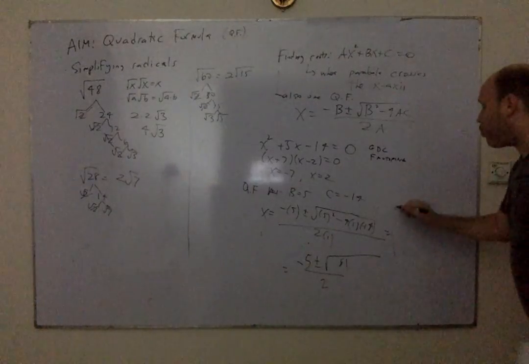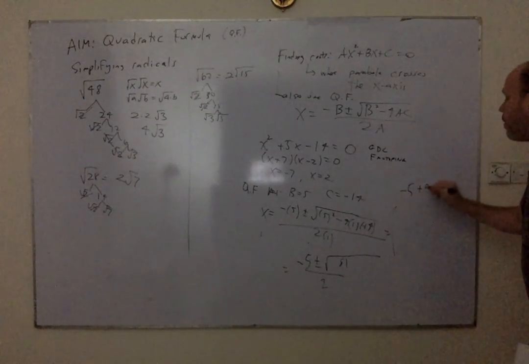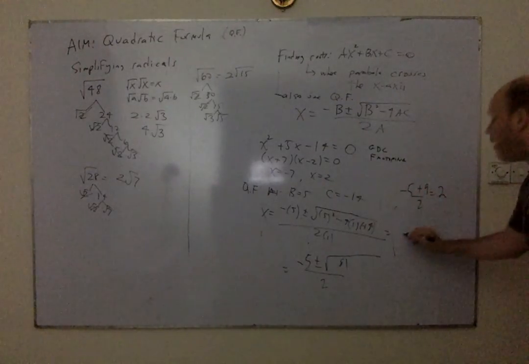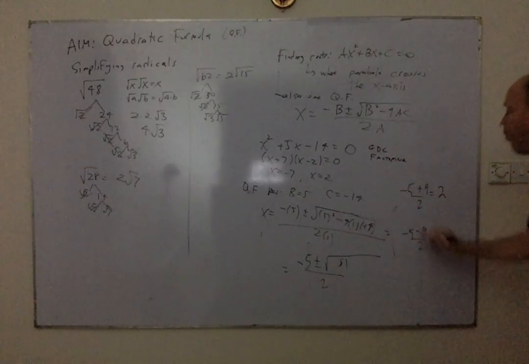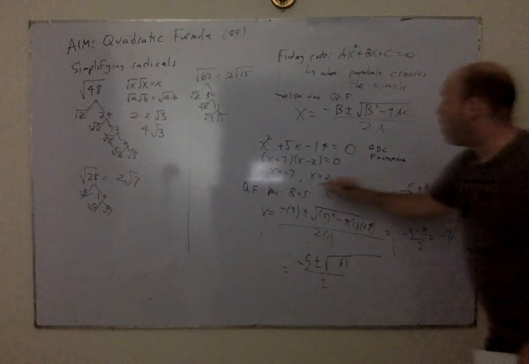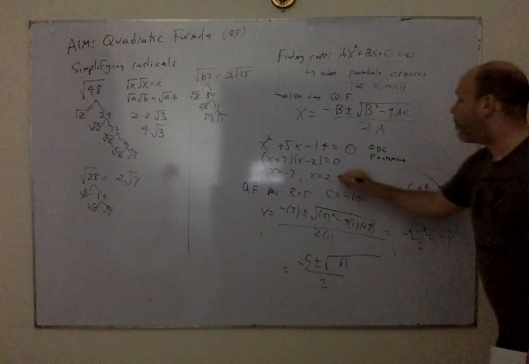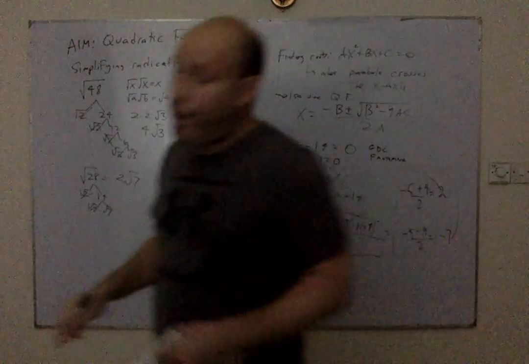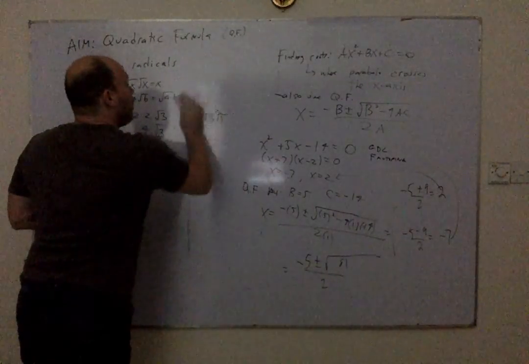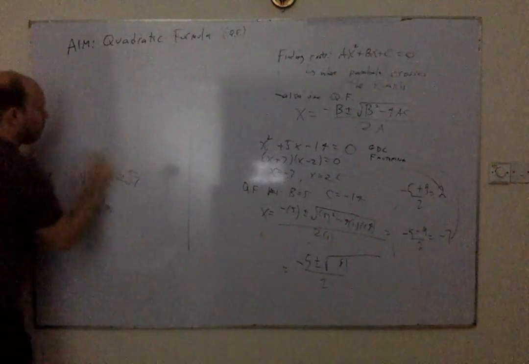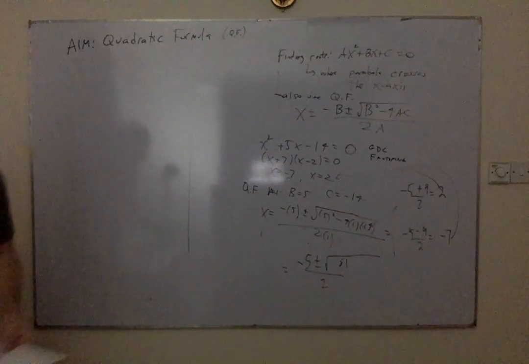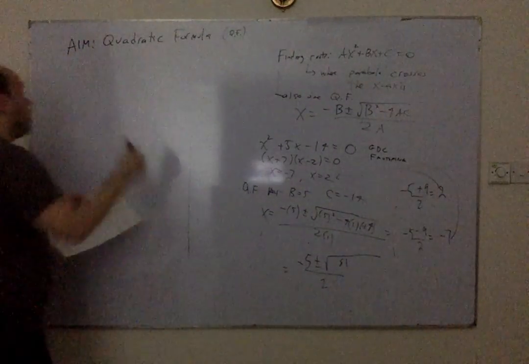So our final two answers are negative 5 plus 9 over 2, which is 4 divided by 2, which is 2, and negative 5 minus 9 over 2, which is negative 14 over 2, which is negative 7, and we saw these are our answers. So the quadratic formula is a much faster way of finding the roots. Now let's try a couple more.